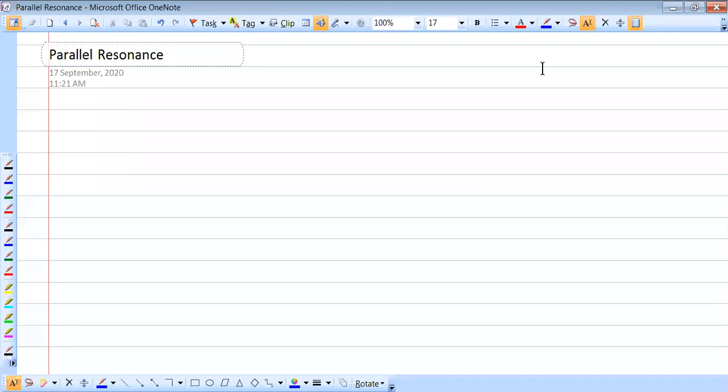So let's start with the parallel resonant circuit. In series resonant circuit, what was happening? The RLC was in series. Okay. In parallel resonance, what's happening? In parallel resonance, the RLC would be in parallel. That's it. Okay. See here, how would the parallel resonant circuit look like?